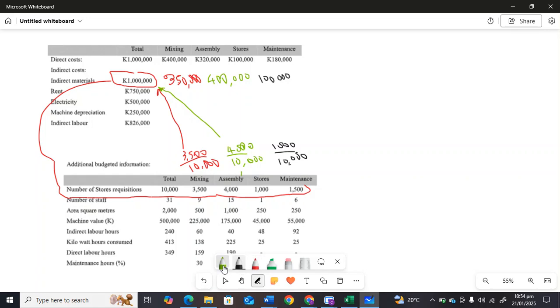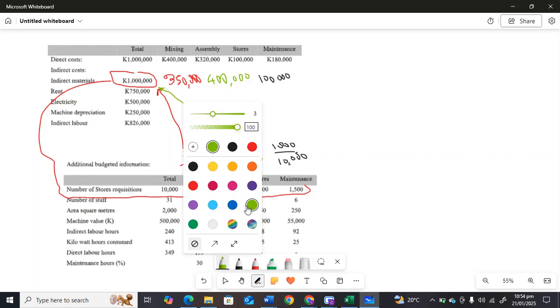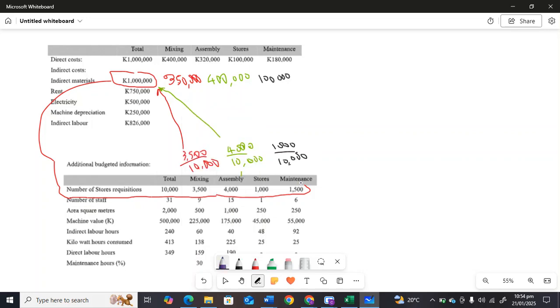Maintenance, you say, since it has 1,500 store requisitions, so you say 1,500 divided by 10,000. That is 0.15, which is 15%. 15% of 1 million, 150,000, right?